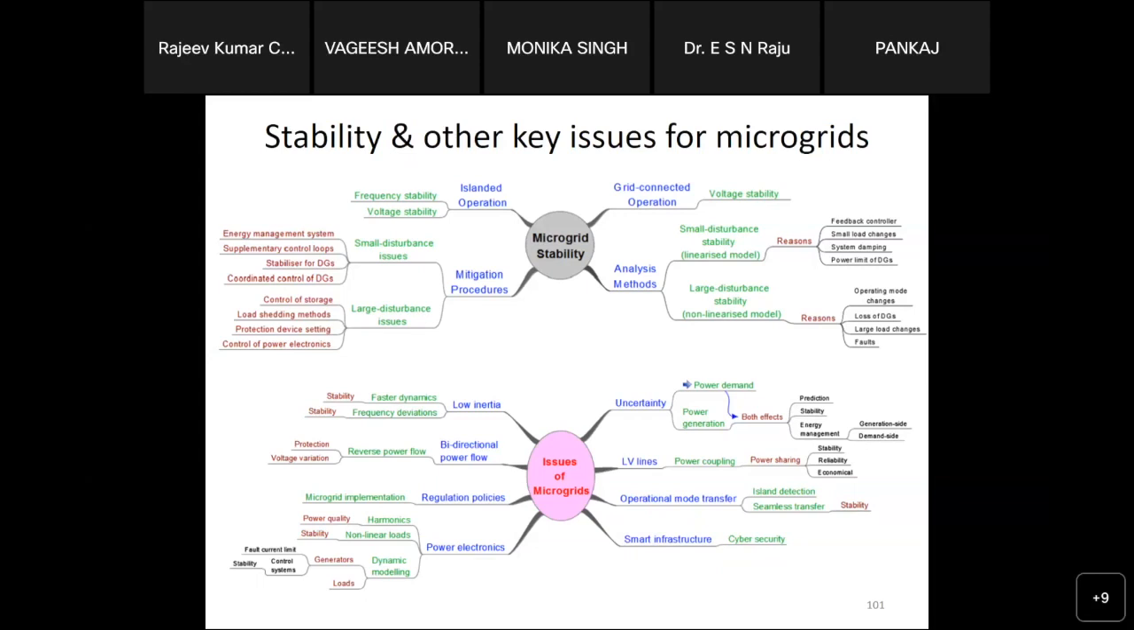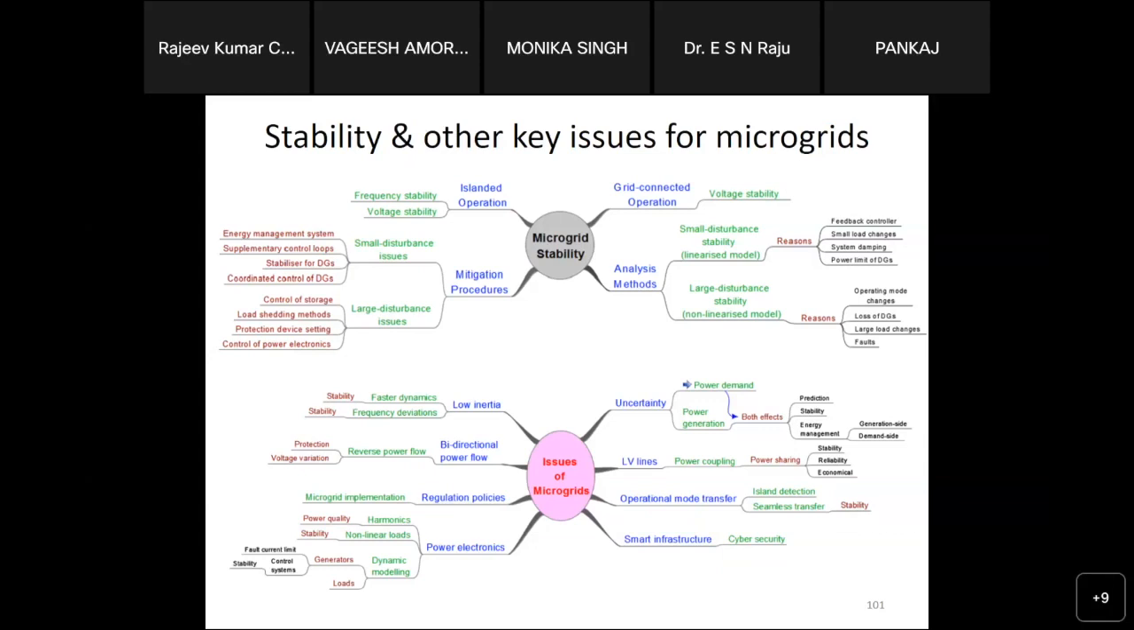When we see the power electronic side, we are integrating all the DERs with power electronics. When we are dealing with non-linear power electronic loads, we have to deal with harmonics and power quality problems. When we have more non-linear loads, we have to deal with more stability issues.